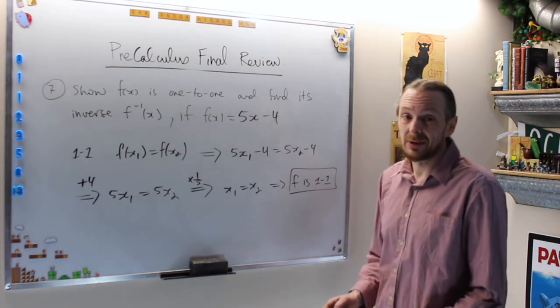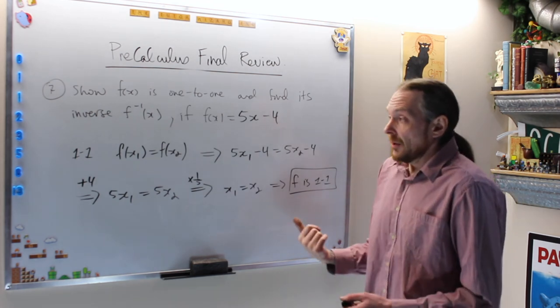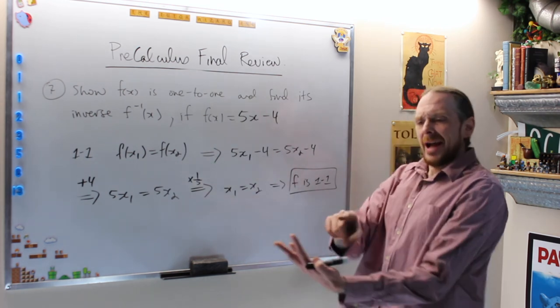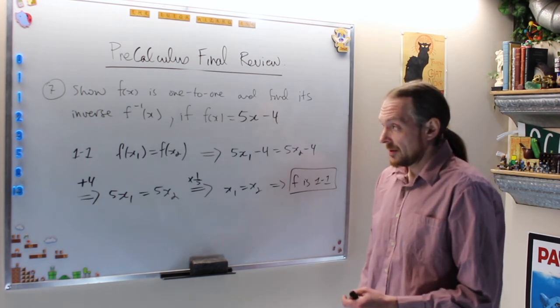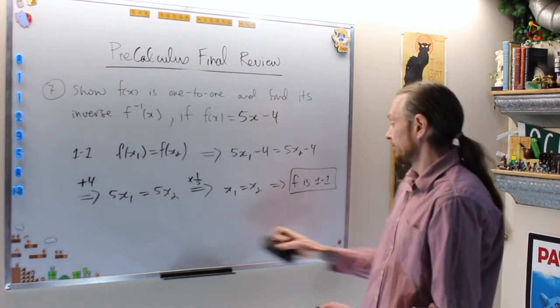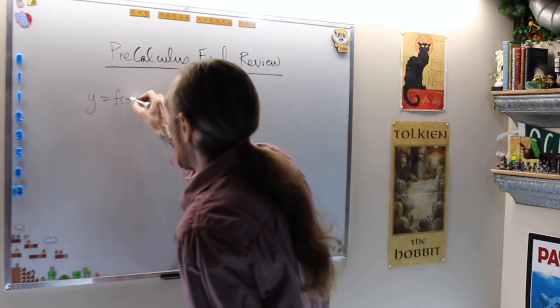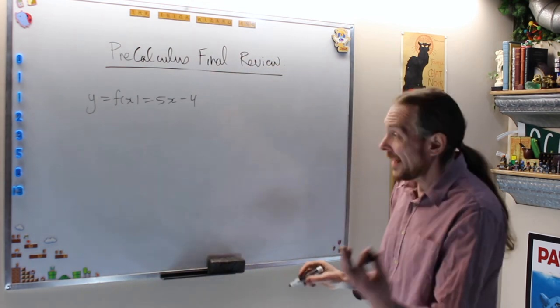Then we can find its inverse. How do we find the inverse? What we do to find the inverse is we set y equal f of x, then we solve for x, we interchange x and y, and we can get the inverse function from this process. Let's do that. To find the inverse, let y equal f of x equal 5x minus 4, and then we're going to solve for x.